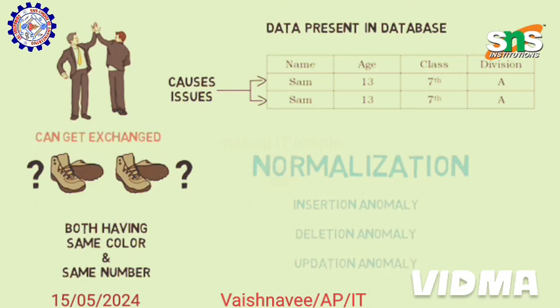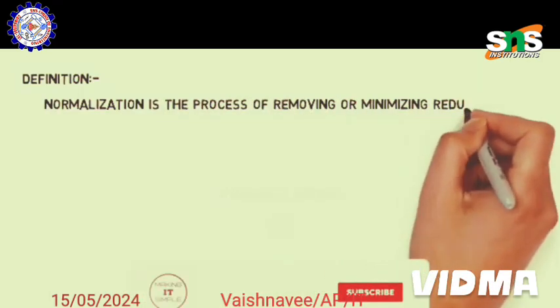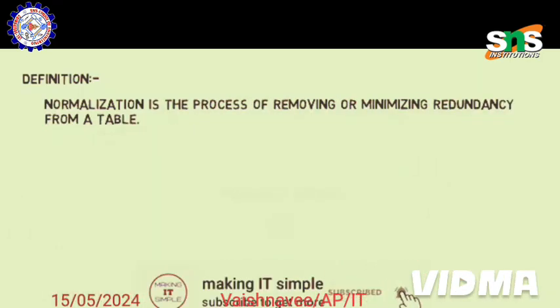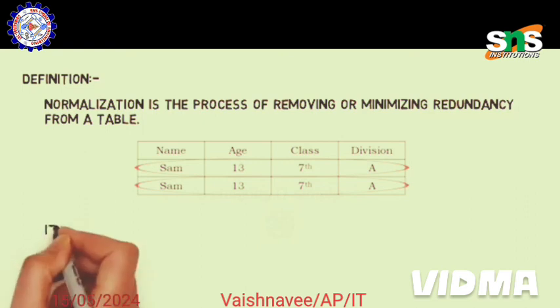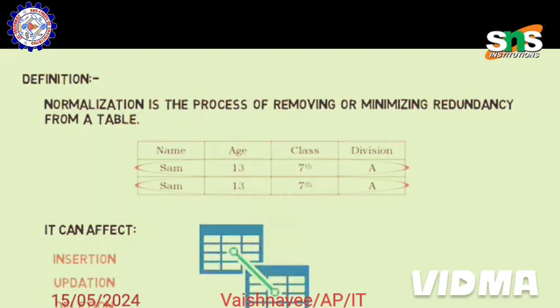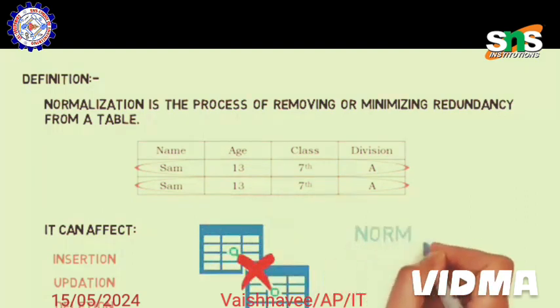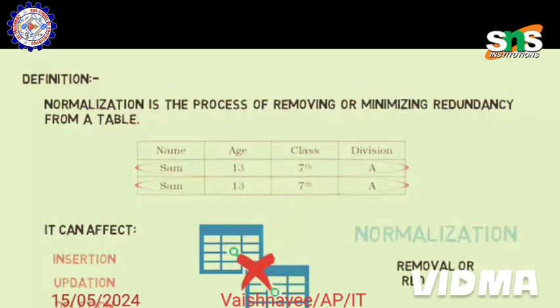Now let us see its definition. Normalization is the process of removing or minimizing redundancy from a table. It is quite easy to understand in a table. If we have duplicate or redundant data, it may cause some anomalies or problems. It can affect insertion, updation or deletion of data, and these problems can damage the whole database. To get rid of these problems, the normalization process is used. Normalization tries to remove or reduce the redundancy of data.